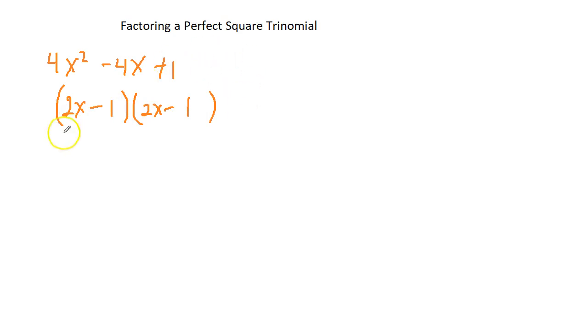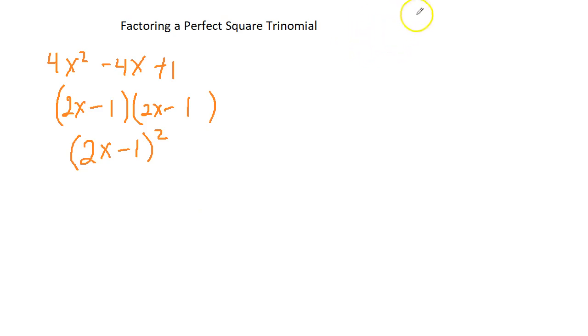That's it. We could also write this as a square of a binomial. How do we do that? We just write (2x minus 1) squared. It does not matter which one you prefer. So that's pretty cool. All right, let's try one more.